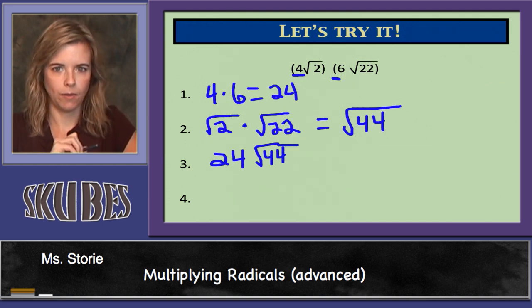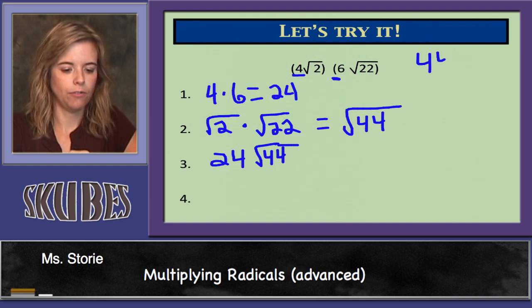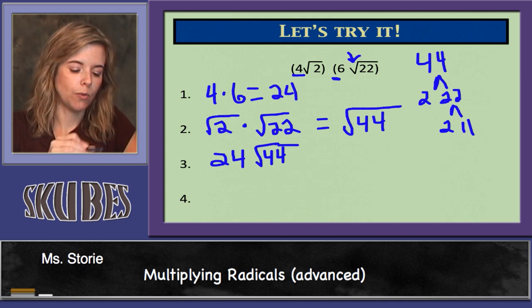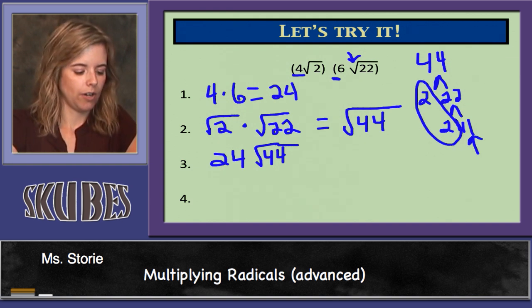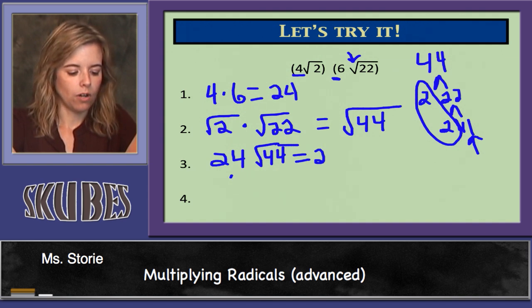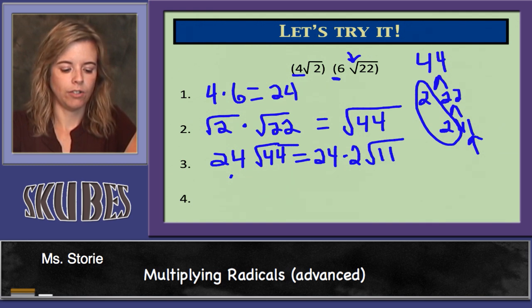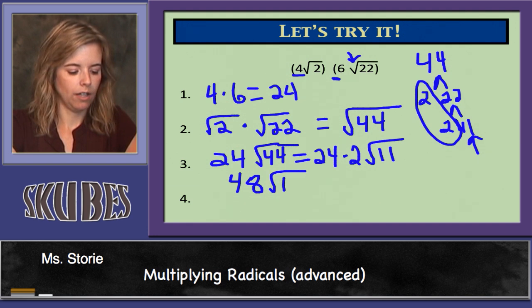The only issue now is we have to make sure that anything under the radical sign is fully simplified. 44 is not fully simplified, so let's make a good old factor tree. I know that it's 2 times 22 and 2 times 11. Because this has an index of 2, which is square roots, we're looking for pairs. So I do have a pair, and I have a lonely leftover. So you're actually going to have 24 times my pair of 2's coming out, and then my lonely 11 goes back under. So my final answer would be 48 radical 11.